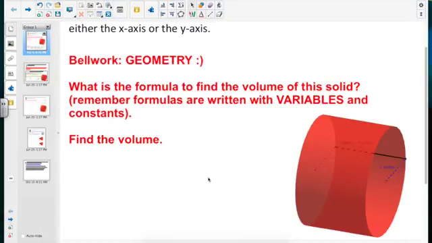Okay, so we have that super awesome geometry formula. What's the geometry formula? Area of the circle. That's just it? The volume is the area of the circle? Oh, times the height.